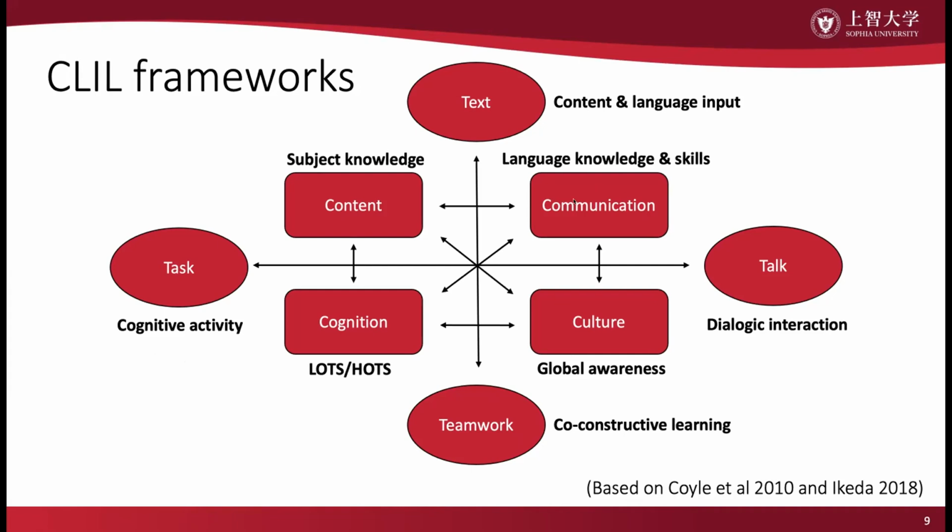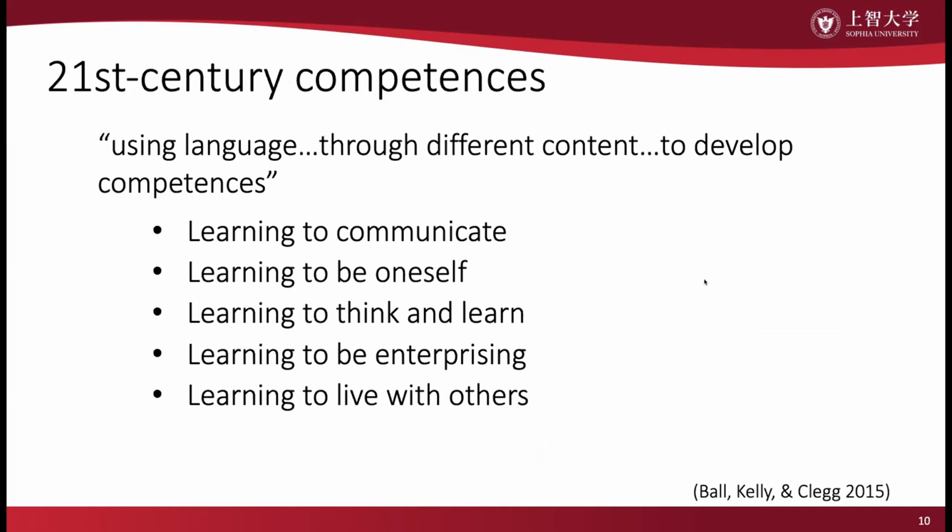And when orchestrated well, all of these are interrelated and will promote the development of competences. And in the global era, the aim is to use language through different content to develop these competences, right? So if we are to have a sustainable global future, our students need to be able to discuss and debate issues with one another. And the four C's and four T's frameworks are, I guess you would say, a tool or a guideline for CLIL teachers to think about how we can best develop these competences in our students.